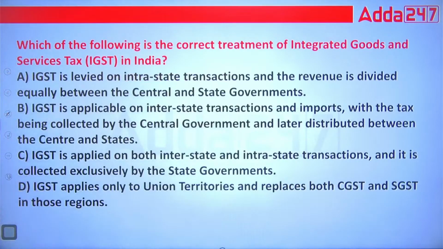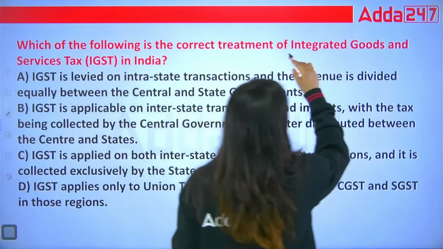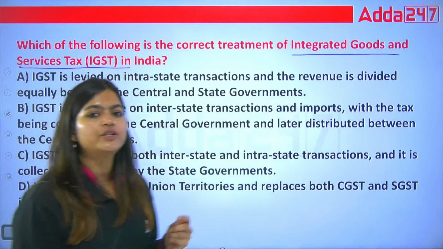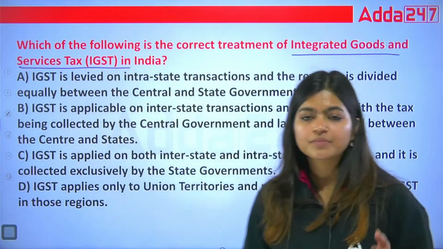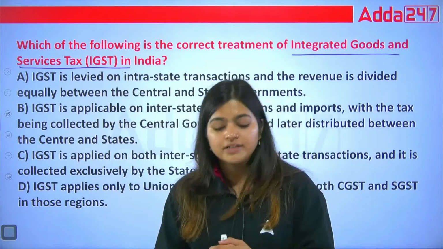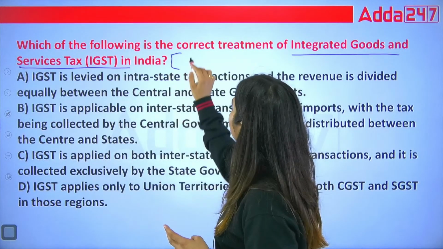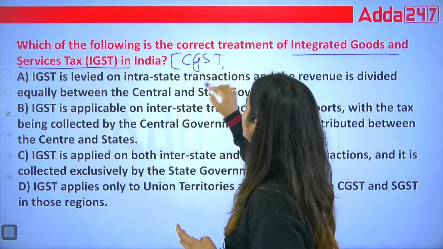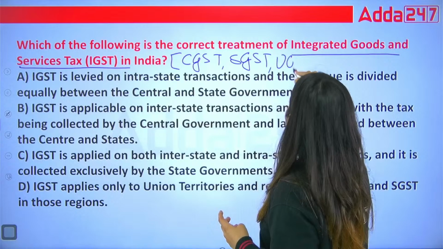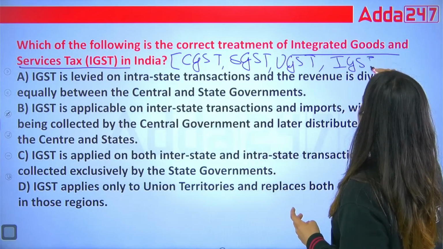Chalo. Next question. Which of the following is the correct treatment of integrated goods and service tax in India? Now in this we are going to talk about GST, goods and service tax. Okay? We know under GST we need to study 4 different types of taxes, correct? Like CGST, Central Goods and Service Tax, SGST, State Goods and Service Tax, UGST, Union Territory GST, and IGST, okay?